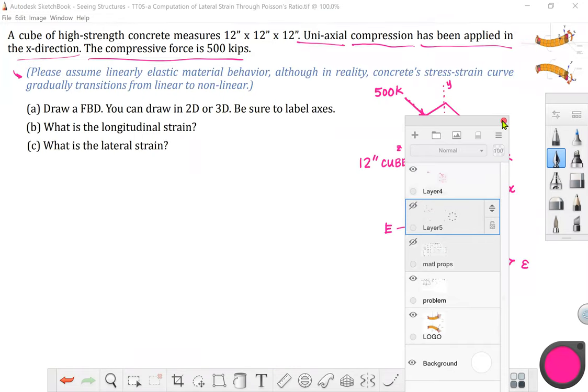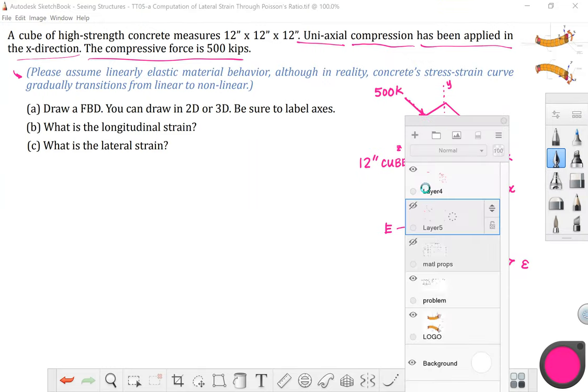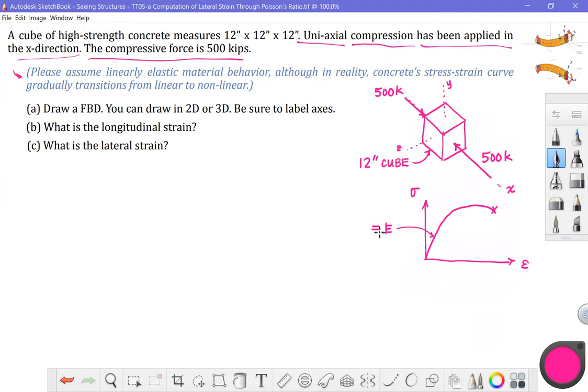pop this one back on, and write the two pieces of information that are going to be of importance and of use to us. That modulus of elasticity is 4.2 E3 KSI, or that one is also commonly expressed without engineering notation. So that would just be 4,200 KSI. And Poisson's ratio was given to us as 0.15.